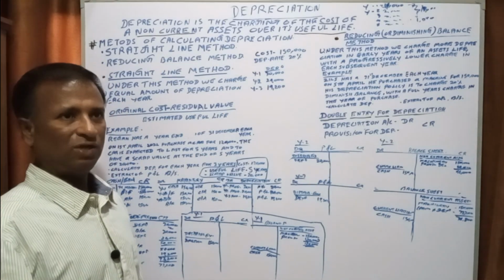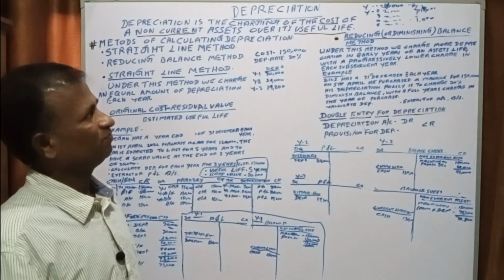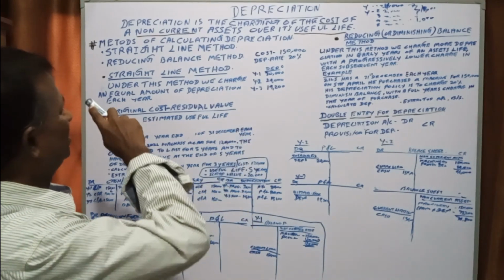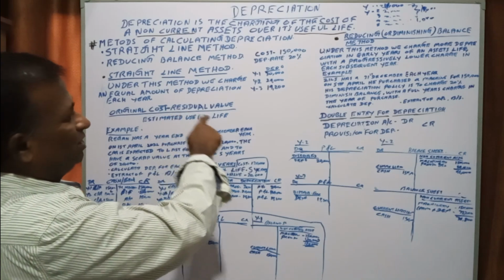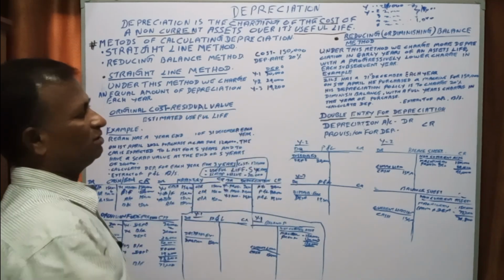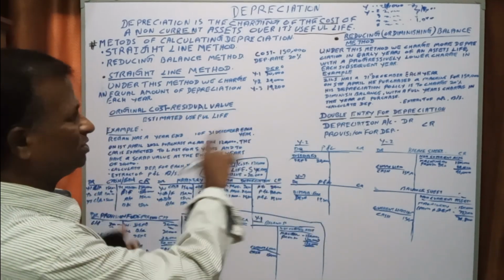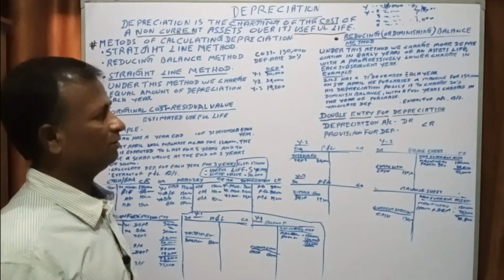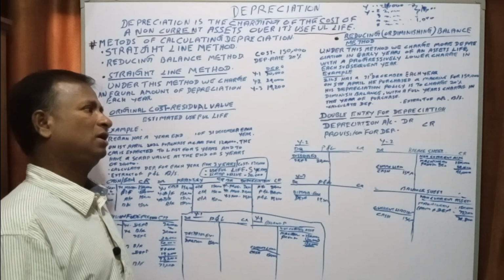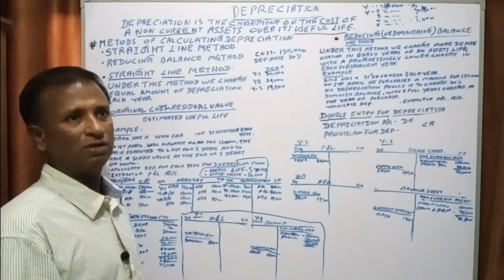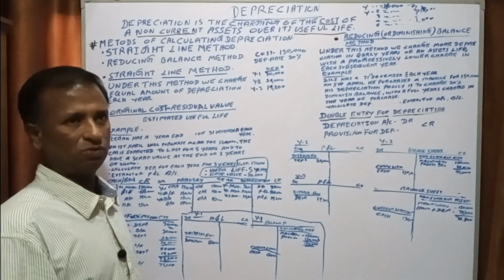I think today you would have understood what depreciation is, the methods of depreciation, and the double entry for depreciation, right? How to pass entries, we have discussed examples, and I hope you have understood. If you have any queries, don't hesitate to ask me through my mail.